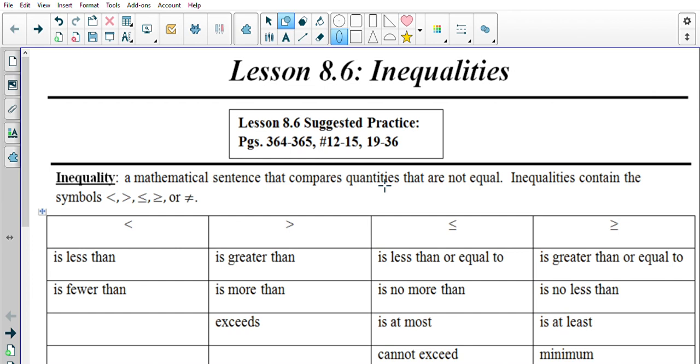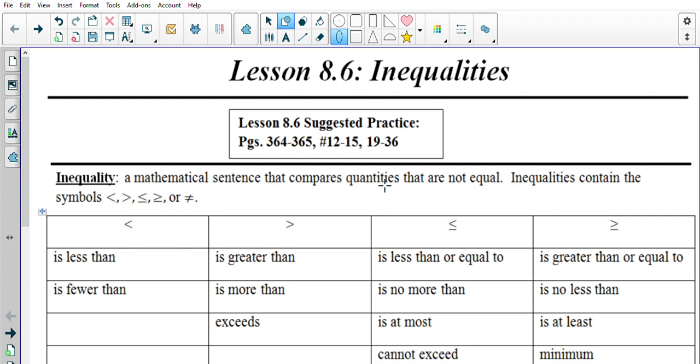Today's video comes from the lesson 8.6 guided notes on inequalities. We're going to break this down into two different videos so it doesn't become too lengthy. We're going to have numbers 1 through, I believe, 18 in the first video, and then 19 through the remaining questions in the second video. So let's begin with the first half of these guided notes.